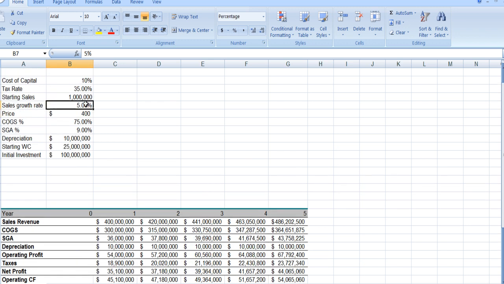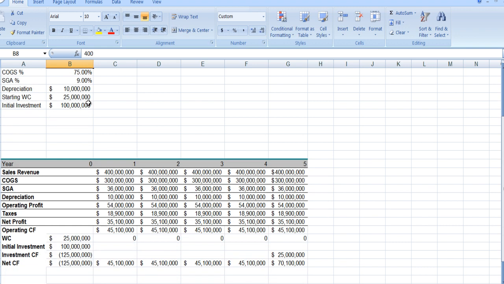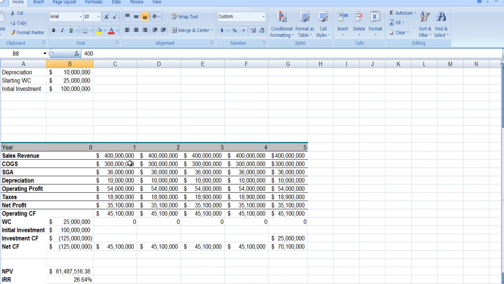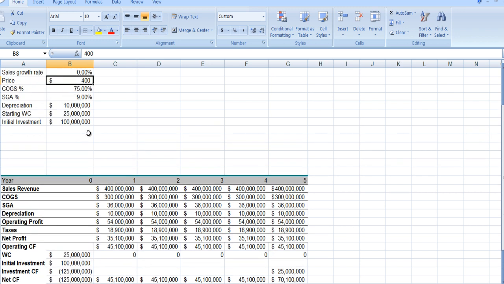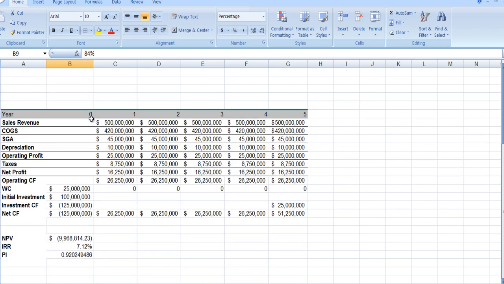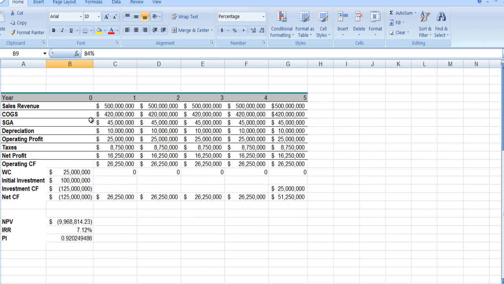All right, what if sales didn't grow at all? Okay, it's actually still positive. So sales growth doesn't seem to be that important. This cost of goods sold is very important. So if we could get our cost of goods sold down, that would make a big difference. Okay, or perhaps, let's go back to our 84%. Maybe we can sell it at a higher price. How about if we sold it at 500? Okay, and again, you can't just make up these numbers. You have to have a reason for being able to sell it at a higher price. But creating a spreadsheet like this allows you to do a lot of what-if analysis.